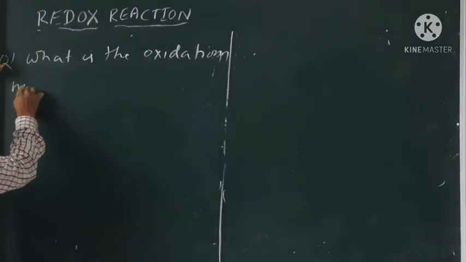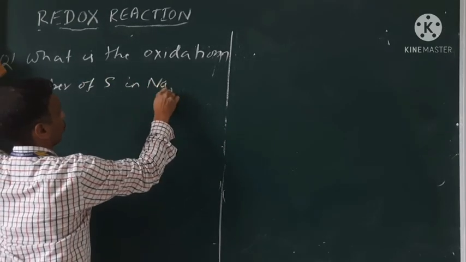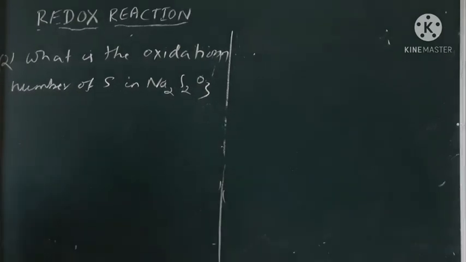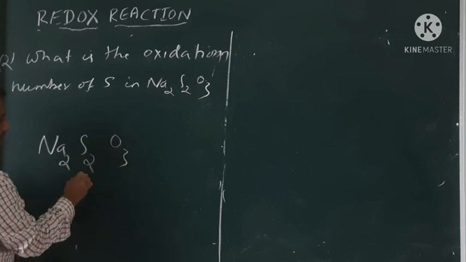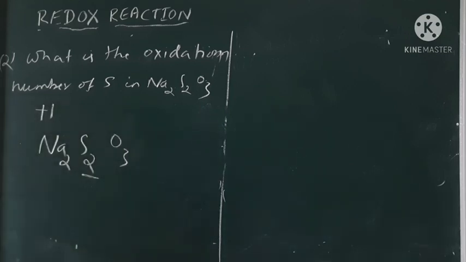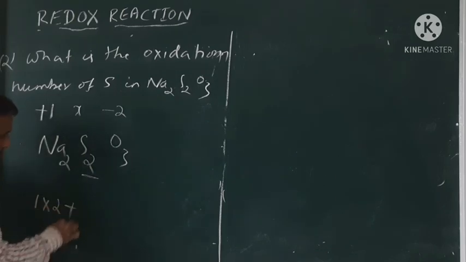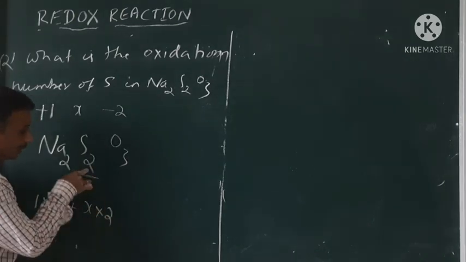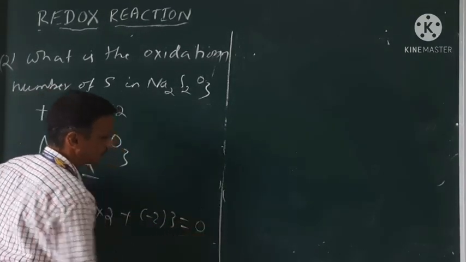Oxidation number of sulfur in Na2S2O3. So apply the same to Na2S2O3, the underlined one. What is your calculation? Sodium is an alkali metal, so +1. For the sulfur you have to calculate X. Oxygen is -2. So 1 into 2, plus X into 2 because there are 2 sulfur, plus -2 into 3 because there are 3 oxygen, is equal to 0 because it is a molecule.